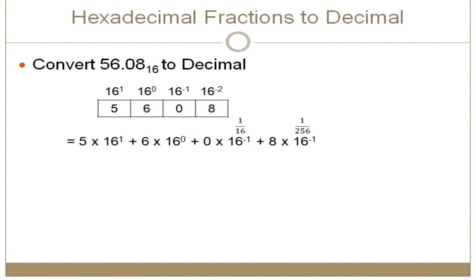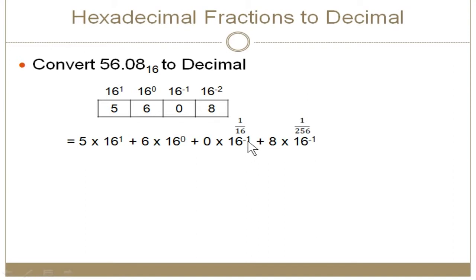Now we are going to see hexadecimal fraction to decimal. Convert 56.08 base 16 to decimal. In the same way, you write the digits 5, 6, 0, 8. For the integer part, you start from right to left: 16 to the power 0 and 16 to the power 1, because you have only 2 integer digits. For the 2 fractional digits, you write from left to right: 16 to the power minus 1 and 16 to the power minus 2. So 5 into 16 to the power 1 plus 6 into 16 to the power 0 plus 0 into 16 to the power minus 1 plus 8 into 16 to the power minus 2.